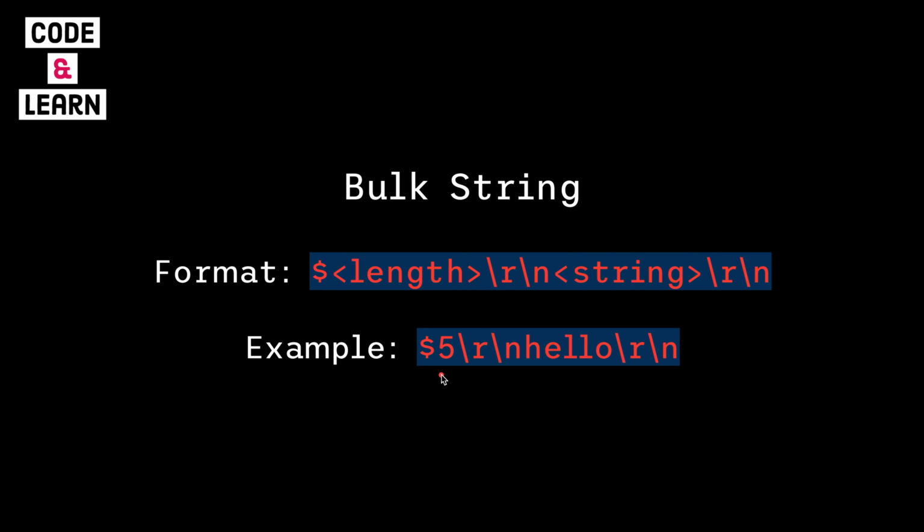An example here is $, which tells us that it's a bulk string, then 5 to indicate the number of characters in this string, which is 5. After 5, we have the terminator to tell us the next value is the string itself, the bulk string itself. Then we have another terminator to tell that that's the end of the bulk string.